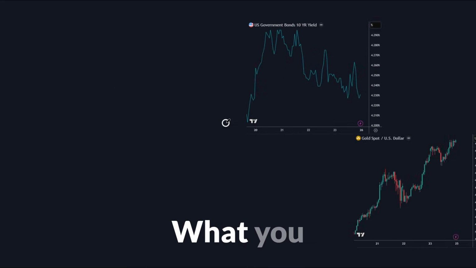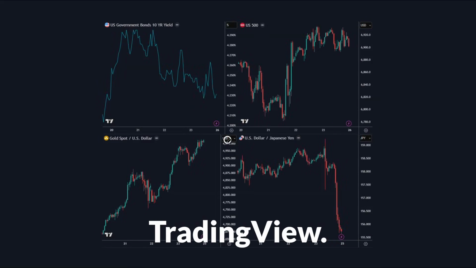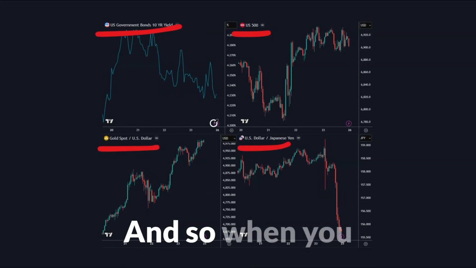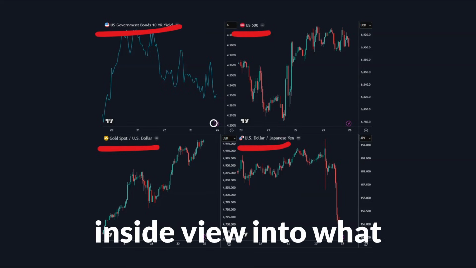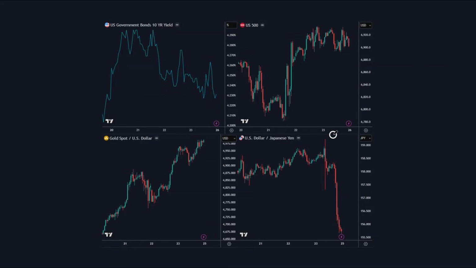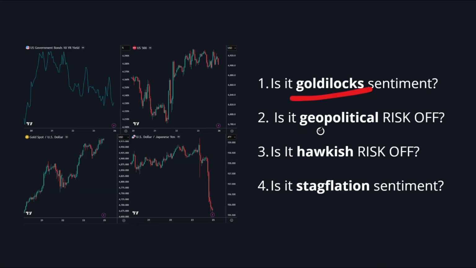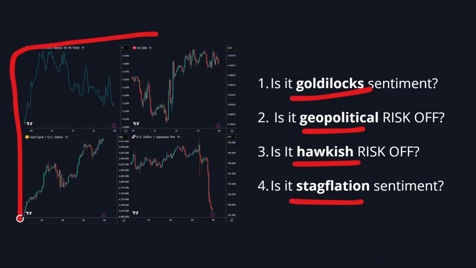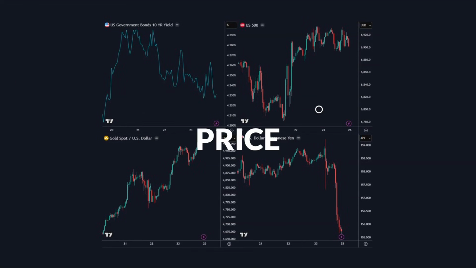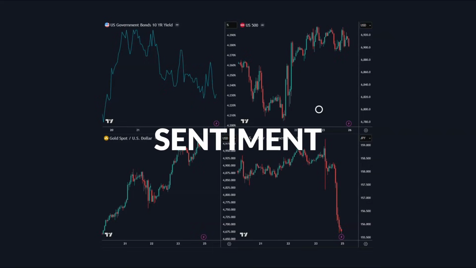That said, what you gotta do now? You gotta set up a watch list on TradingView: US 10-year yield, S&P 500, gold, dollar against the Japanese yen. And so when you want to have an inside view into what type of sentiment the market is trading on, look at these four and remember the relationship with each other. Is it goldilocks type of sentiment? Is it geopolitical risk off? Is it hawkish risk off? Is it stagflation fear? To read the mind of the market, you must listen to the conversation that's happening between the assets. This dashboard lets you understand why price is moving in real time, the sentiment behind the flows.